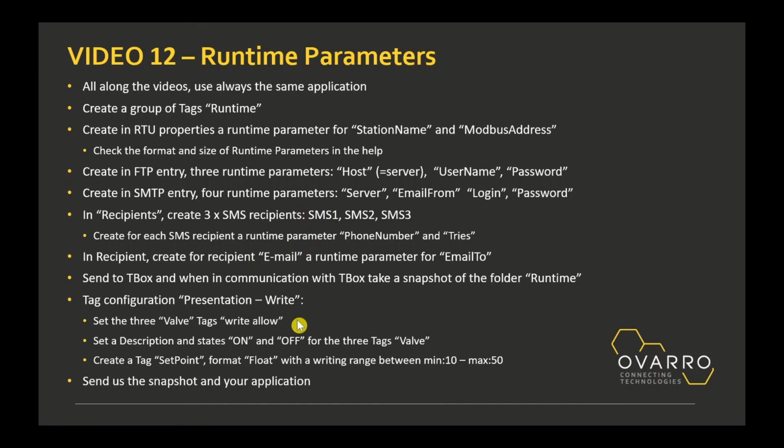Regarding the presentation write configuration, you select the 3 valve tags and you set them write allow. For those valve tags, you set a description and you define state on and off. Then you create a tag named setPoint, format float, and you specify for this tag a writing range between min 10 and max 50. You send us the snapshot and your application.